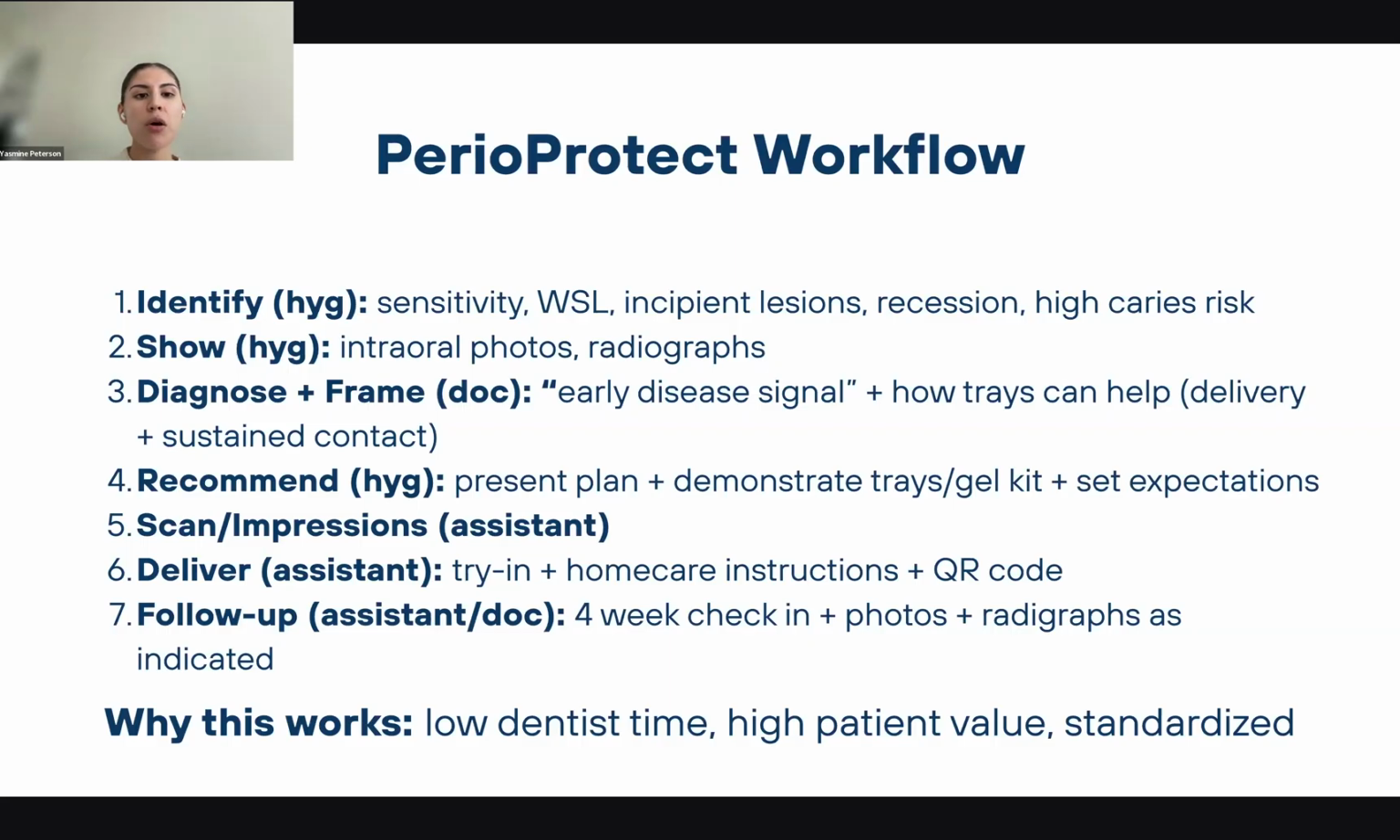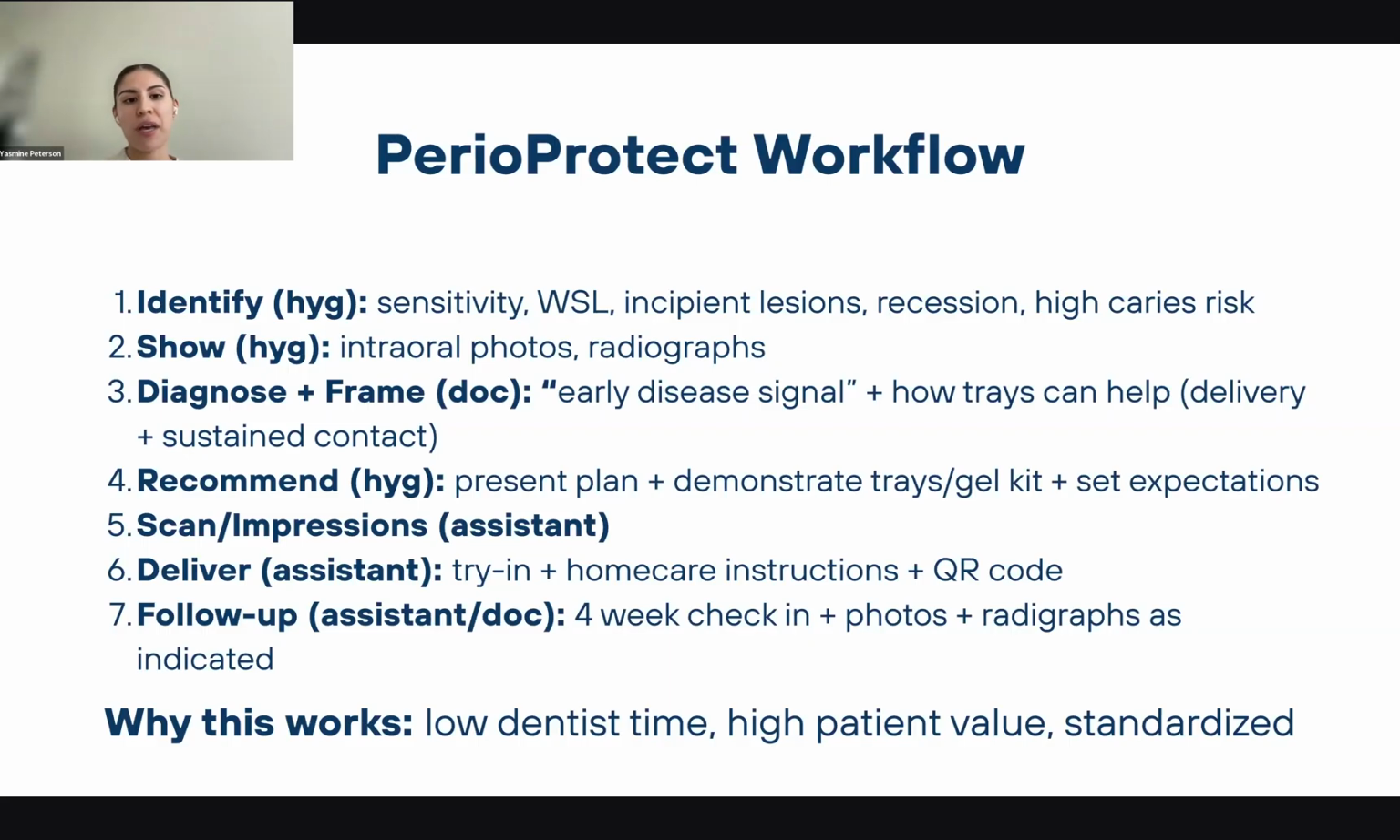So number one, Hygiene is going to identify candidates. We're looking for patients that have sensitivity, white spot lesions, incipient lesions like we saw in those x-rays. Is there recession? Are they high caries risk? And ideally, Hygiene would either show the patient that using the radiographs, or if they're taking intraoral photos, showing them using the intraoral photos.